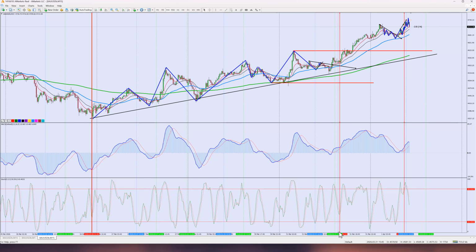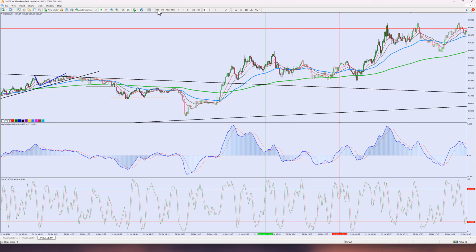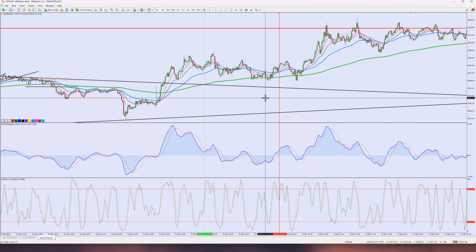Okay, let me drag this there. And then we go to the lower time. Okay, there. Again, look, the price broke the trend line here, right? This is the support and resistance line that broke.